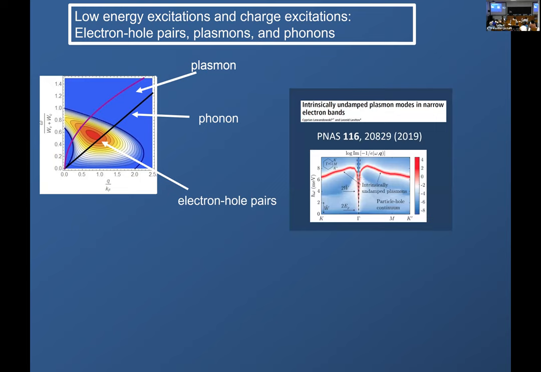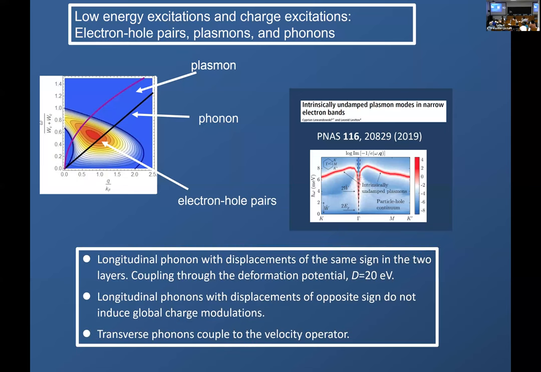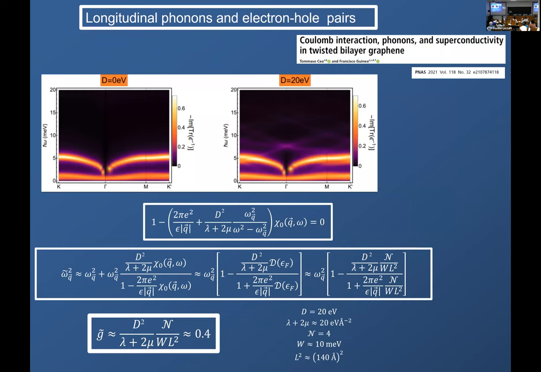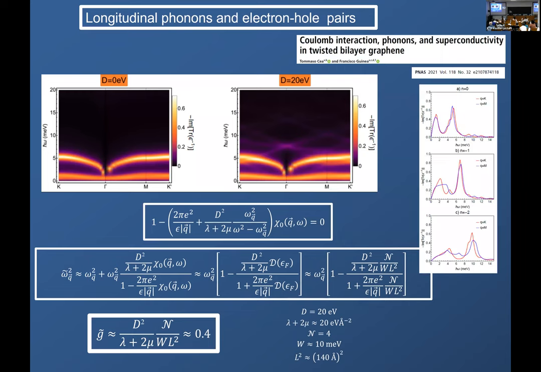And you can see it in this nice calculation of the dielectric function by Cyprian Lewandowski and Leonid Levitov. You have the continuum and the plasmons close together. This is our version of the same problem. This is without phonons, and this is with phonons. These faint lines are the longitudinal acoustic phonons, which are coupled to the electron hole continuum.